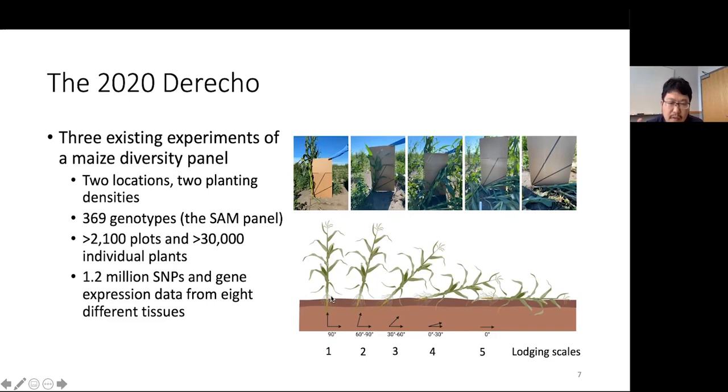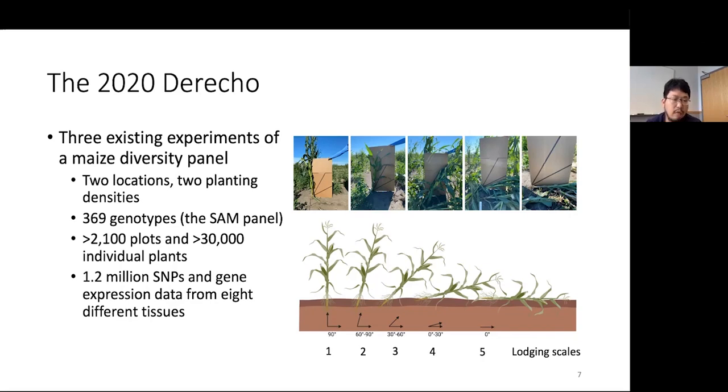If it's 1, it means that it's totally upright, so it's not affected by the storm or the derecho. And the larger the number on the scale, the more severe the lodging. So 5 stands for completely lodged in our case. As I just said, we scored the plants from a diversity panel consisting of 369 genotypes. It's also referred to as the SAM panel. We scored more than 2,100 plots. These are 2-row plots or 4-row plots that mimic the agronomical conditions in the real world. And also over 30,000 individual plants.